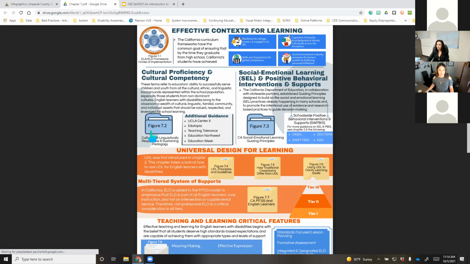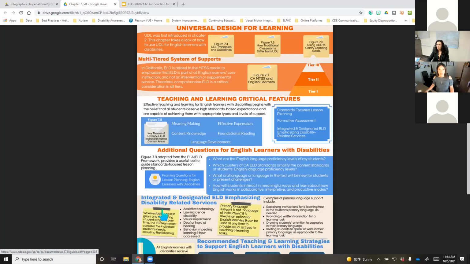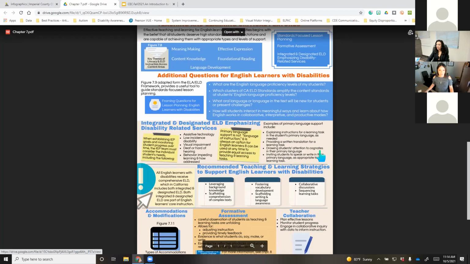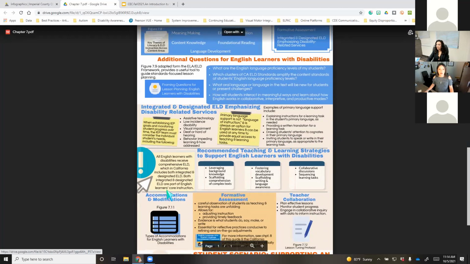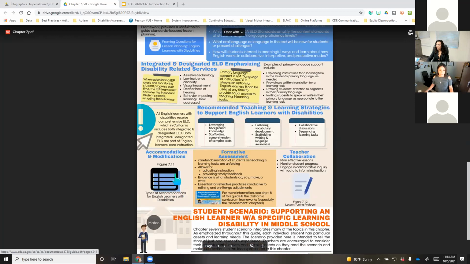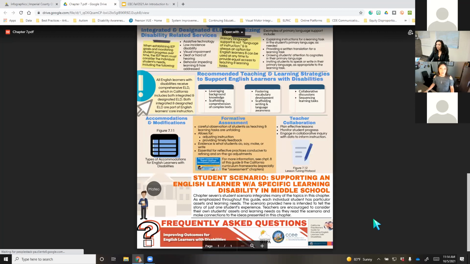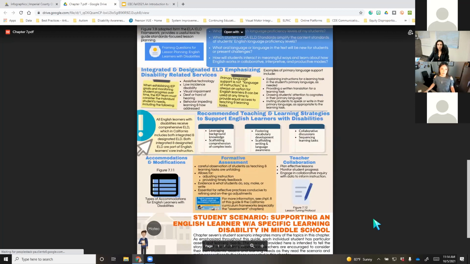more links to the different figures in the different sections of the Practitioner's Guide, integrated and designated ELD, recommended teaching and learning, and so on and so forth, all the way down to the student scenario, where we've linked the student scenario, then followed by frequently asked questions. And this is the structure for every single one of these infographics.